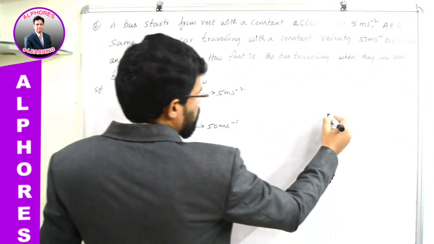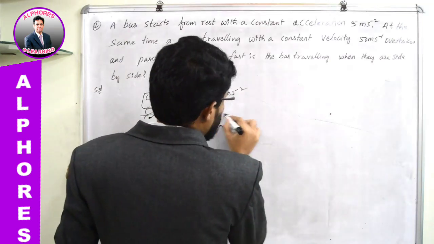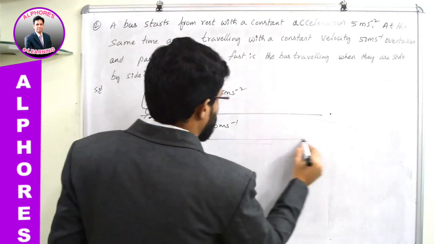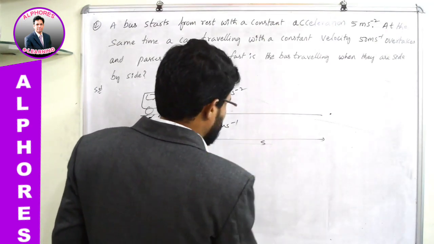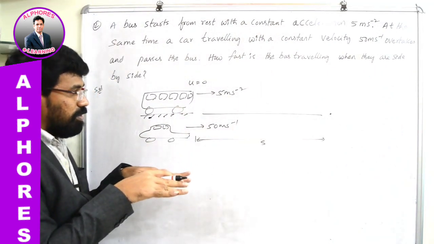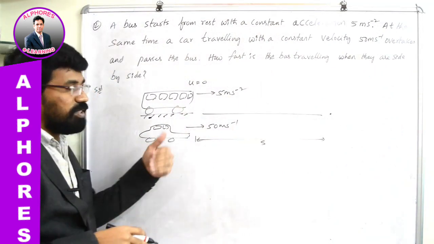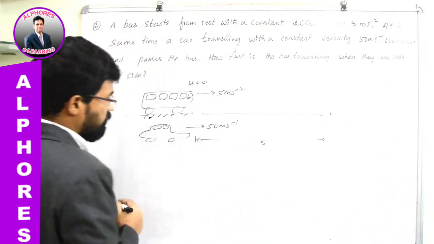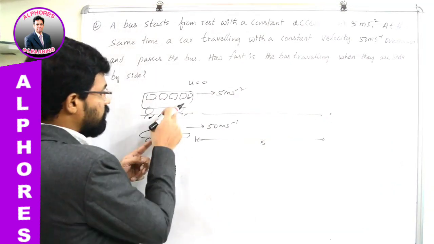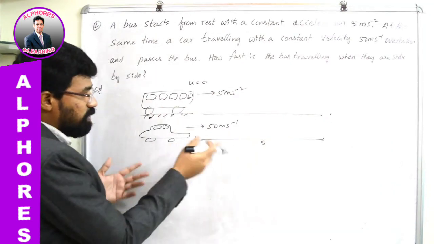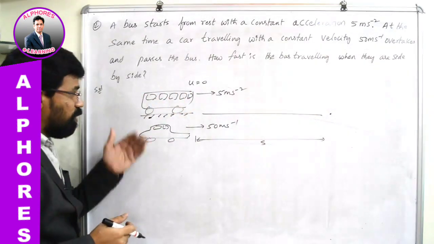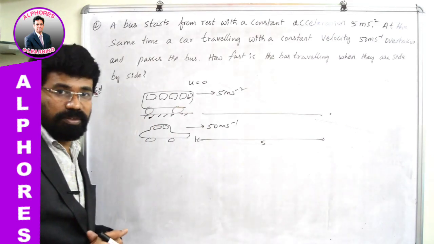Let us say somewhere here they met, they are side by side, and let us assume that they have covered a distance equal to s. We don't know at what time they are side by side, after how much time, and how much distance they have covered. Let us first try to find out the distance covered. The distance covered by the car and the distance covered by the bus is the same, because after some time they are at this point, both side by side.